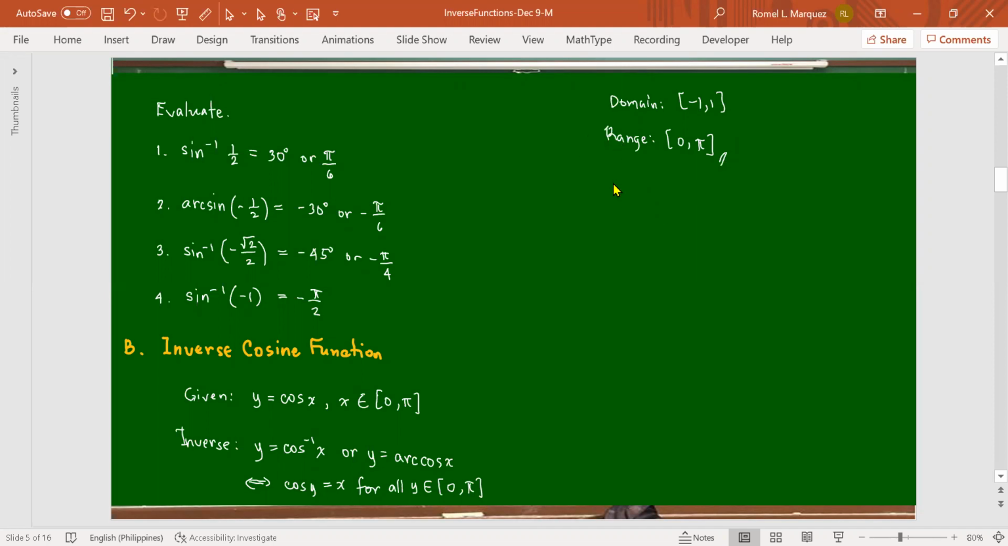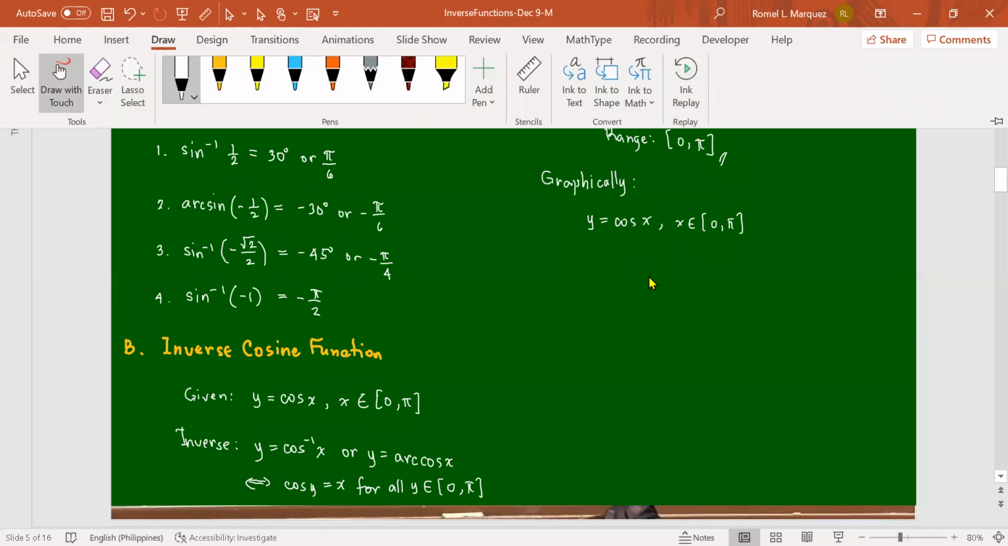So we now have the graphs. Let's compare their graphs. Graphically, for y equals cosine x on the interval 0 to pi, the graph is given by this.